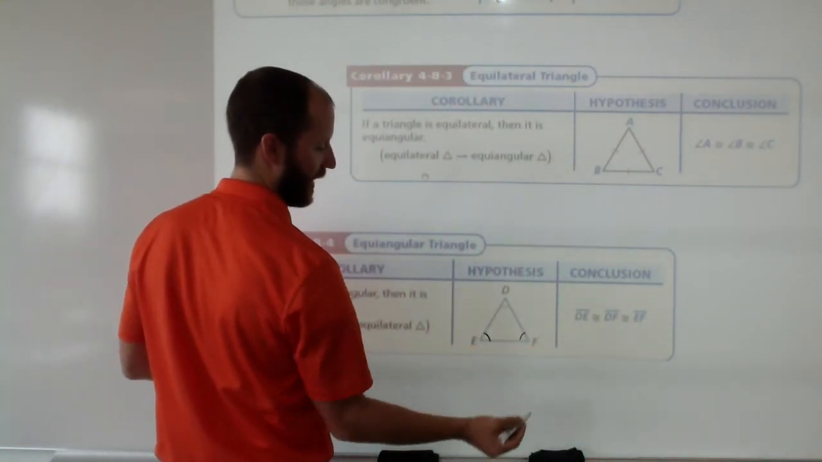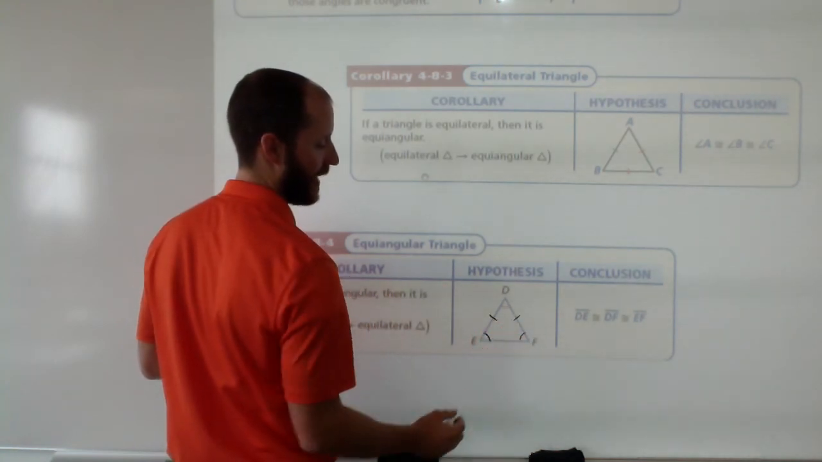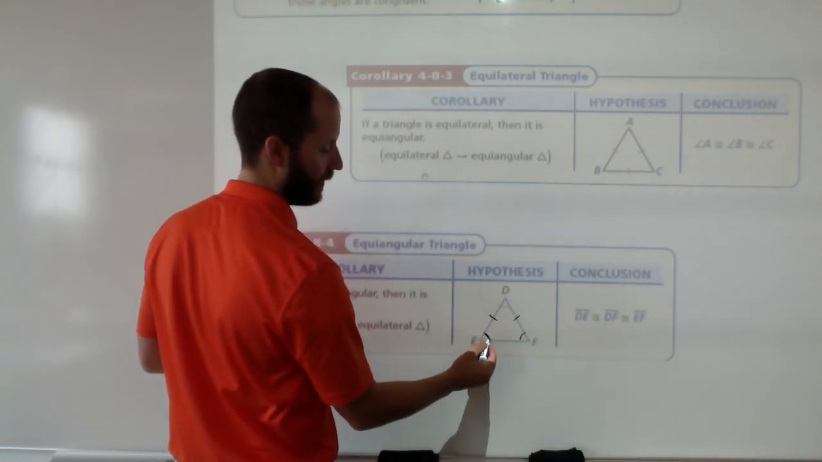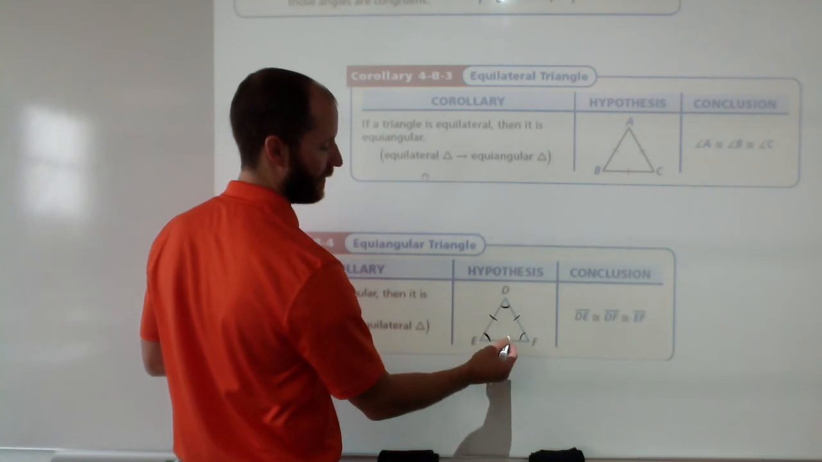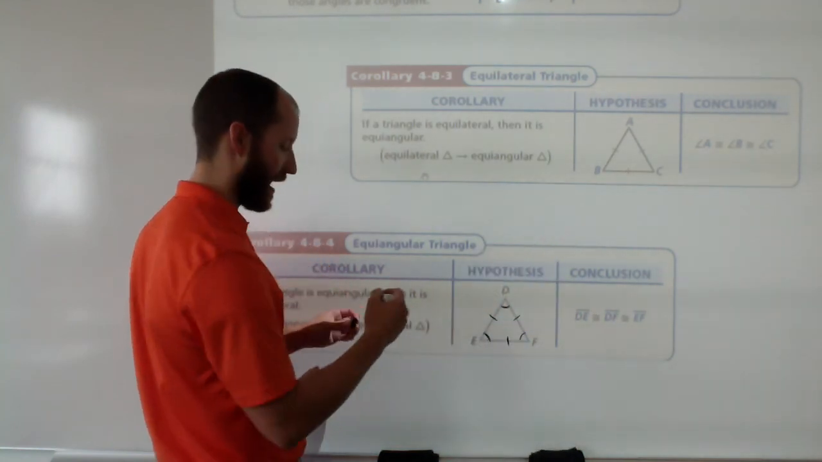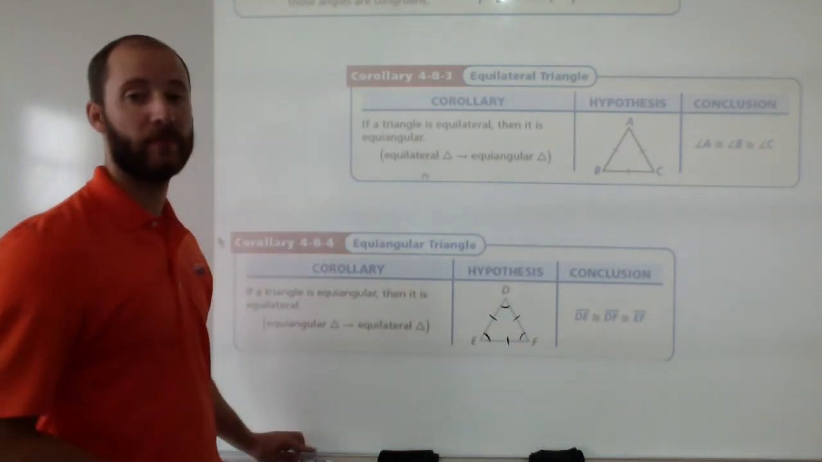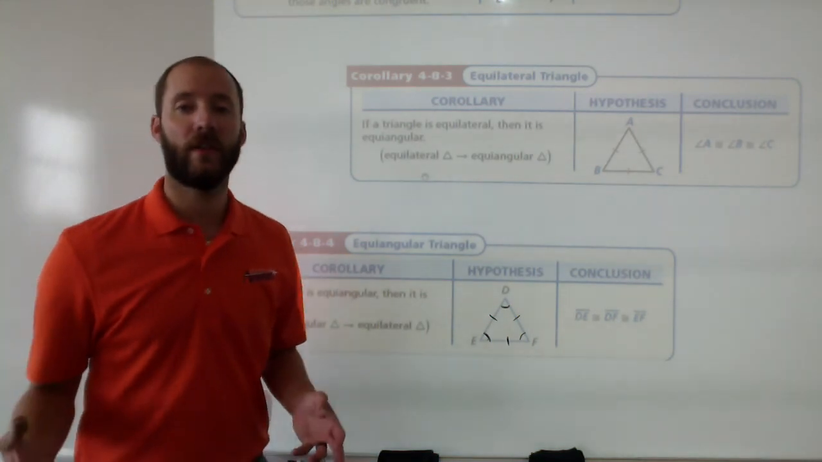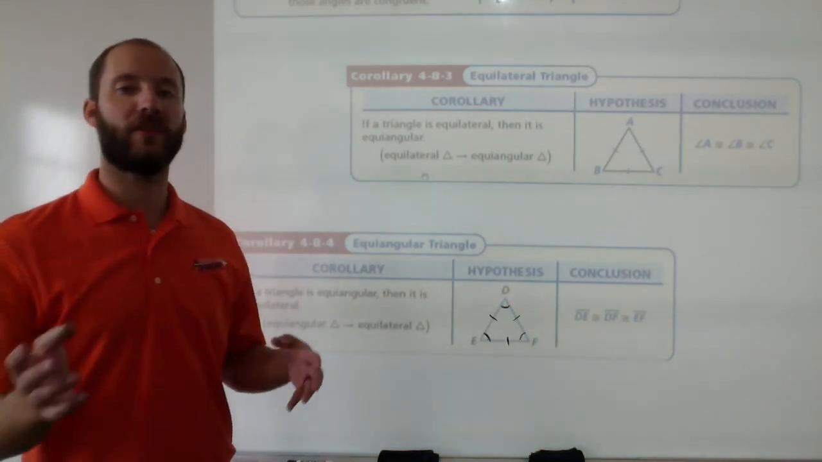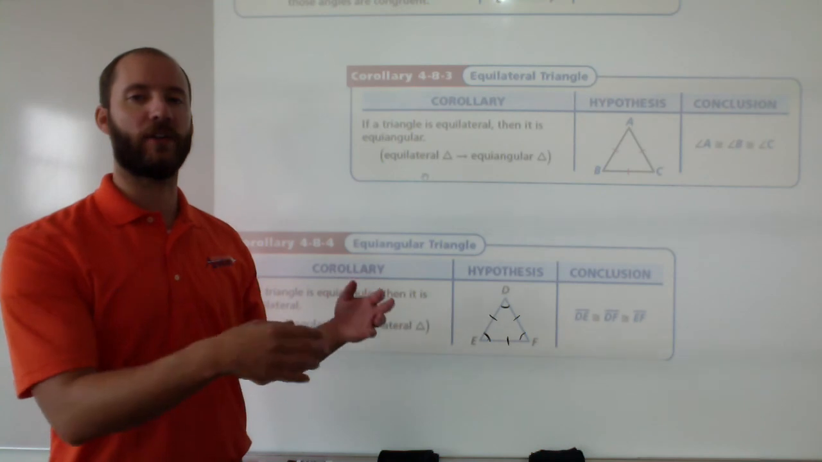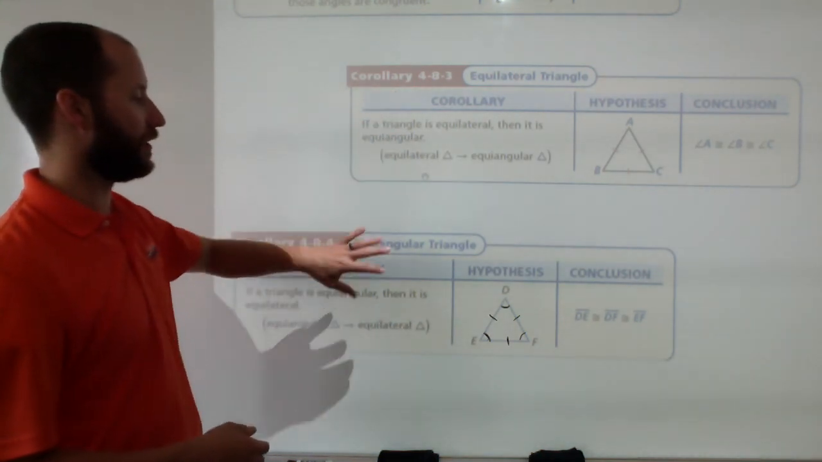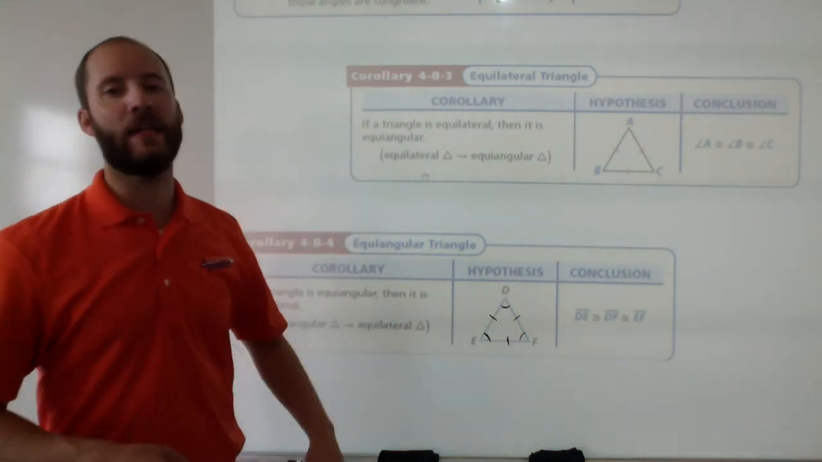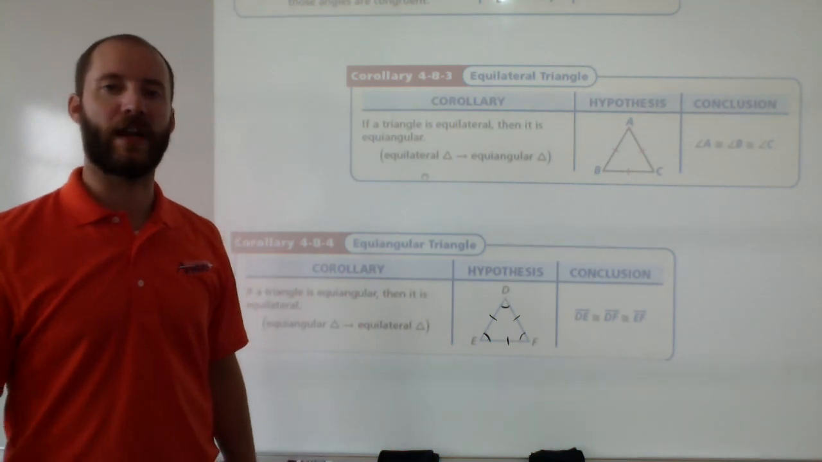Angle E is congruent to angle F. That means the sides opposite are congruent. And if angle E is congruent to angle D, then the sides opposite are congruent. And now you have three congruent sides. So for isosceles triangles, that configuration of information, what we get from it, the isosceles triangle theorem and the converse, leads into these two corollaries that relate equilateral and equiangular triangles to each other.